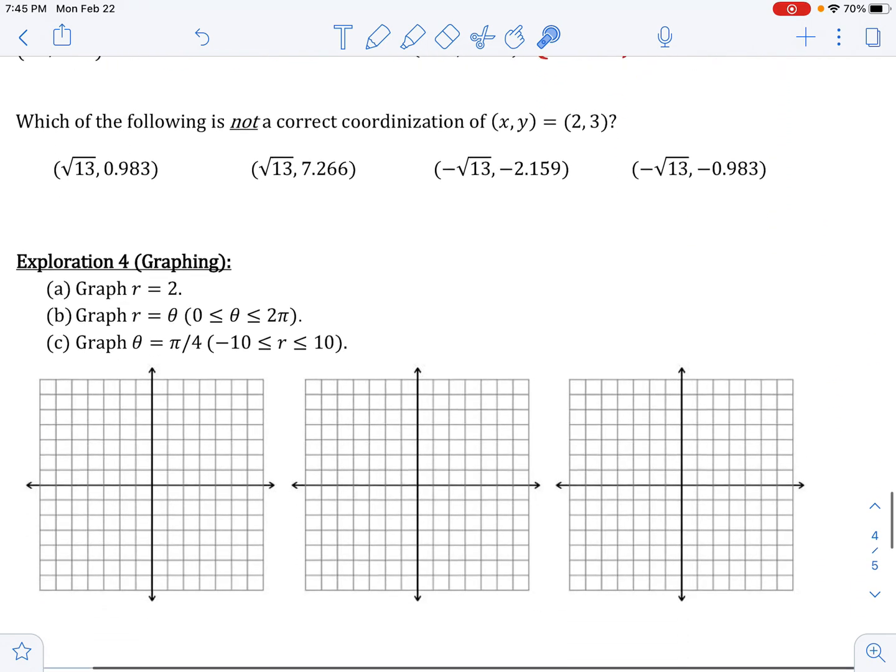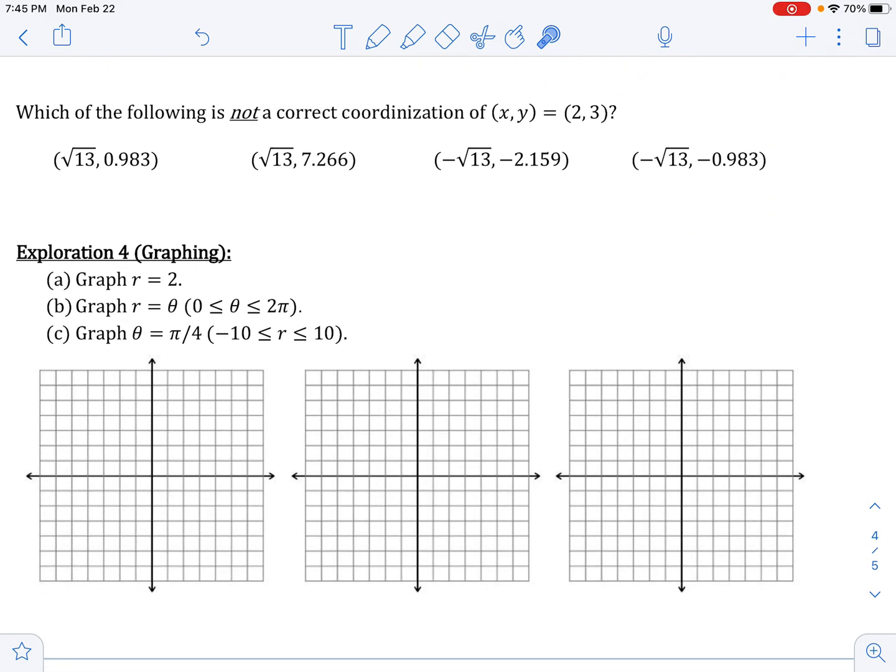Which of the following here, it asks, is not a correct coordinate of (2, 3)? What's interesting is instead of doing all the, quote, math for it, maybe what you could do is just ask yourself, what quadrant are all these in? So (2, 3), of course, is in the first quadrant. If you have a positive angle that's less than pi over 2, pi over 2 is approximately 1.57, I hope that's right. So this is less than pi over 2 and positive, so obviously it's in the first quadrant.